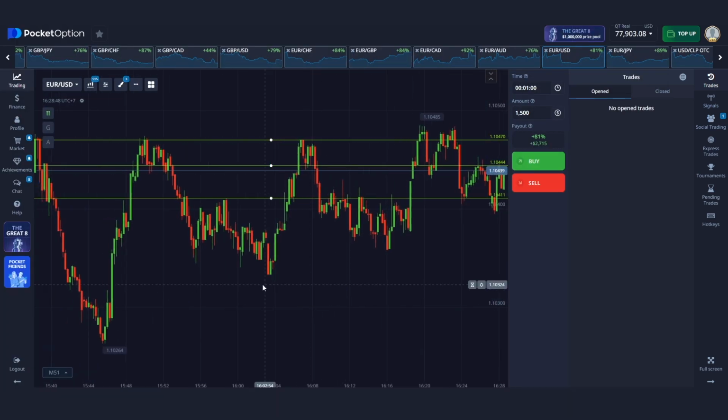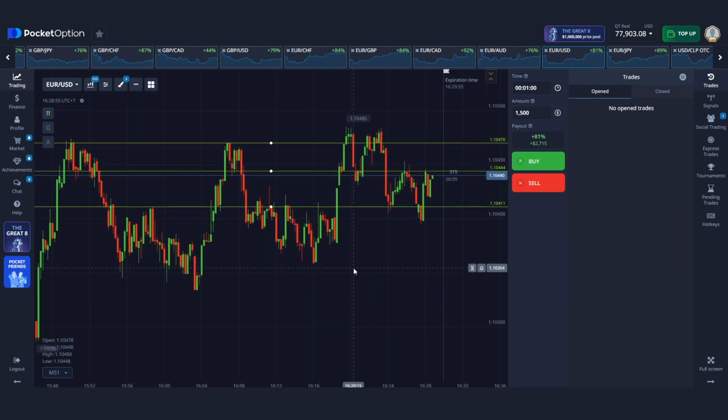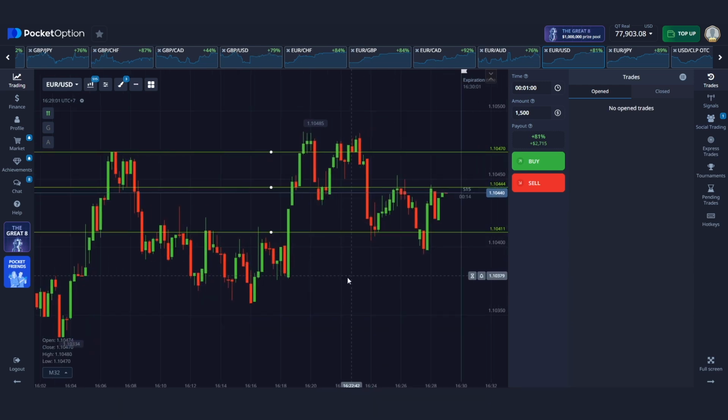As you can see, trading and learning trading is much easier than it used to be. Here we have artificial intelligence. We don't need to do a lot of analysis. We just need to choose a currency pair, select the time, receive a signal, and enter in the direction of the signal.